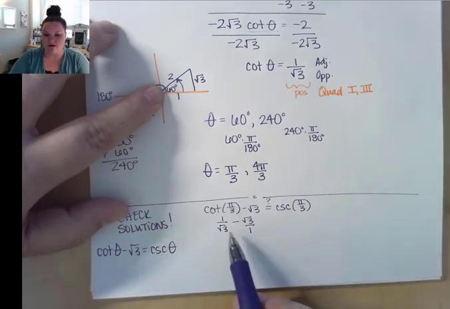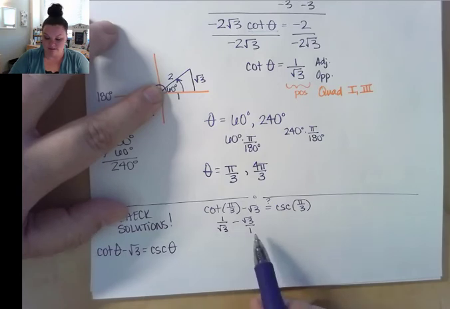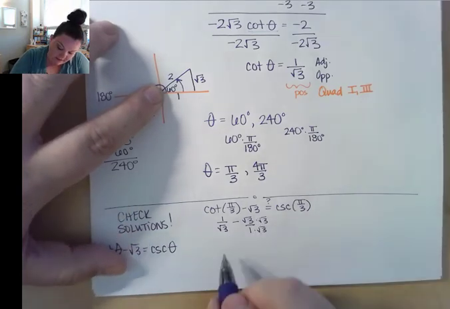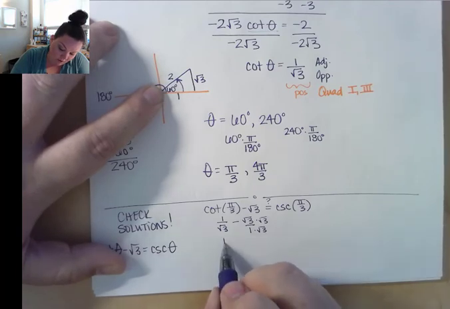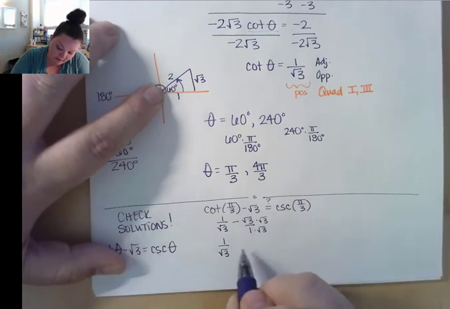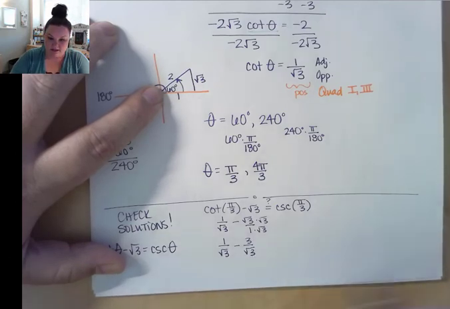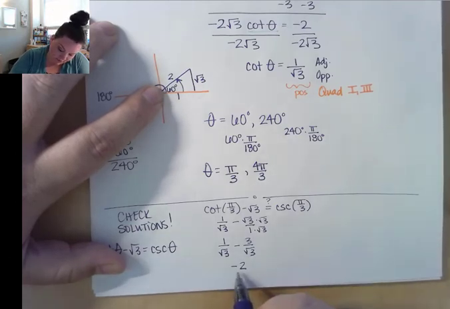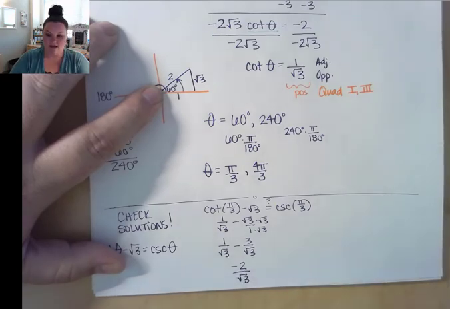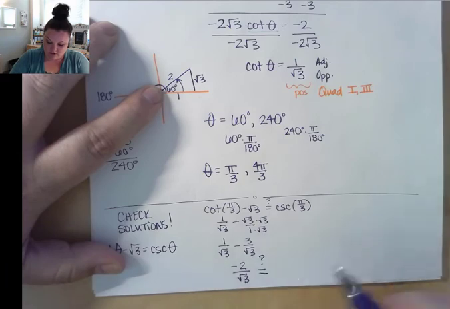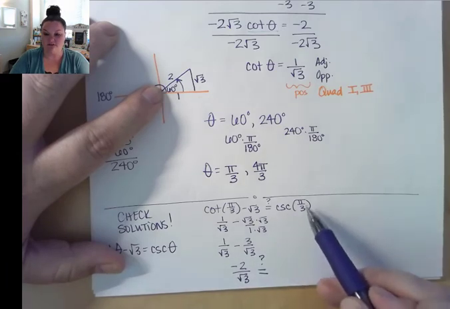So I'm going to go ahead and get a common denominator. Or in other words, I'm going to rationalize this denominator. So I end up with 1 over the square root of 3 minus 3 over the square root of 3. And when I combine those, I get negative 2 over the square root of 3. Okay? And we want to know, does that equal the cosecant of pi over 3?